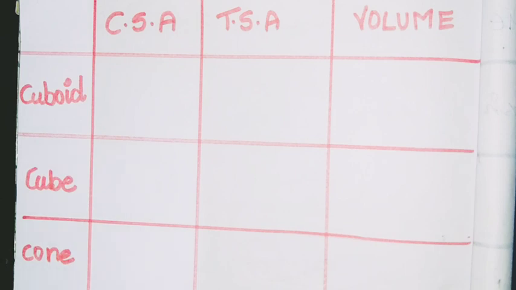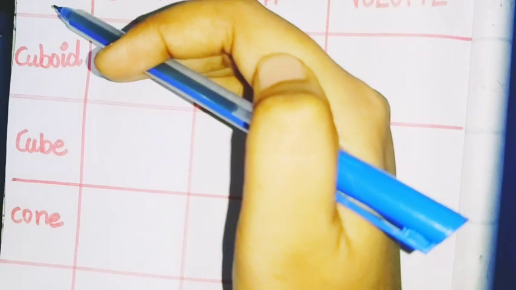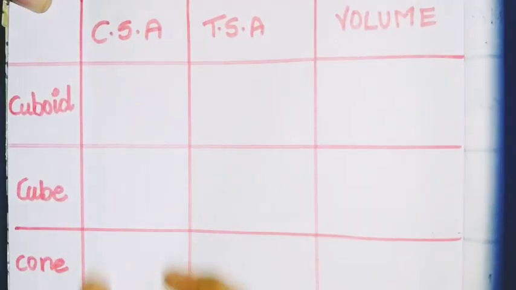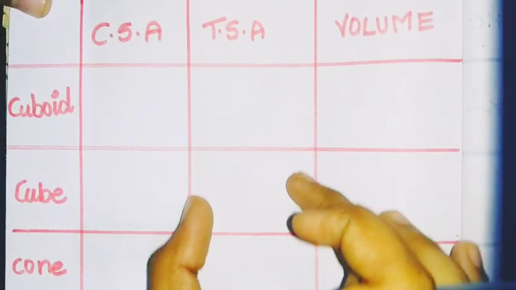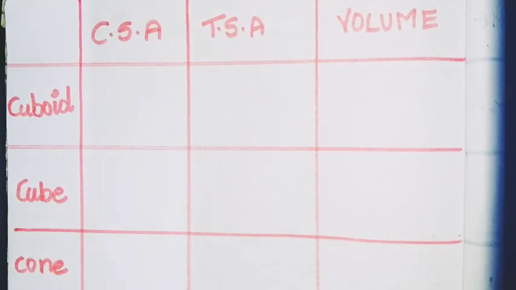Now moving on to the formulas. See what shapes are present: cuboid, cube, cone, cylinder, sphere, hemisphere. Let me come from bottom to top. Also remember the column. This column is entirely for CSA, this is for TSA, and this is for your volume. Let me start from the bottom, that is hemisphere.